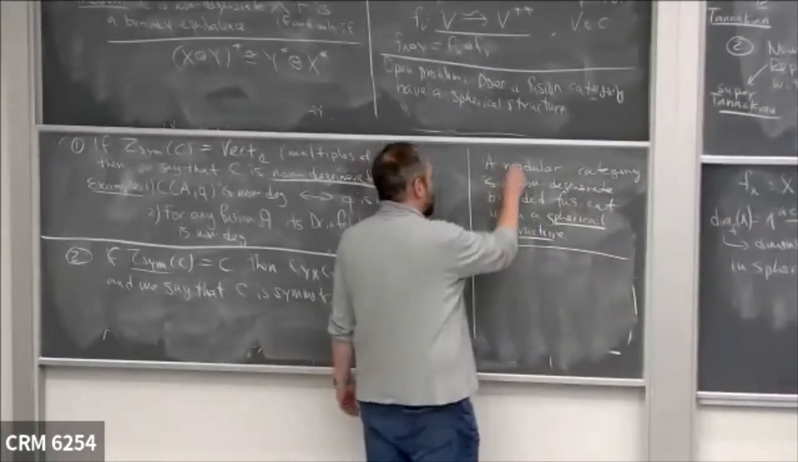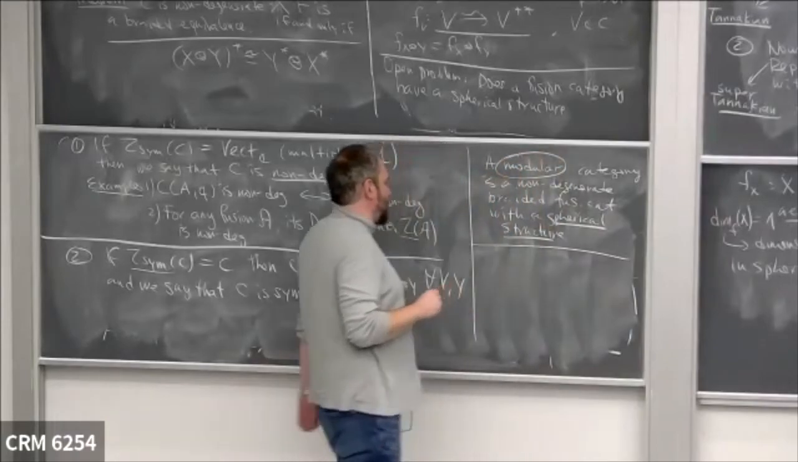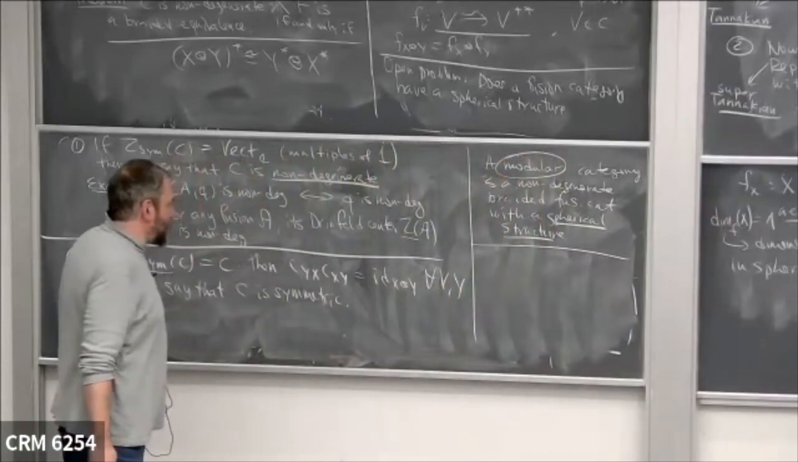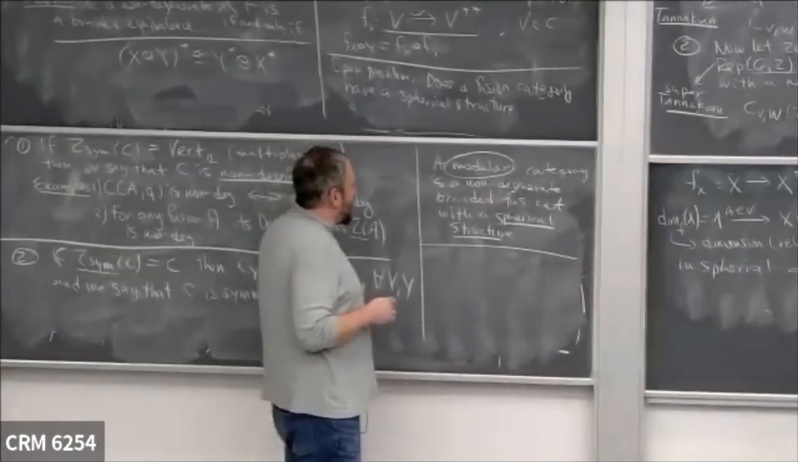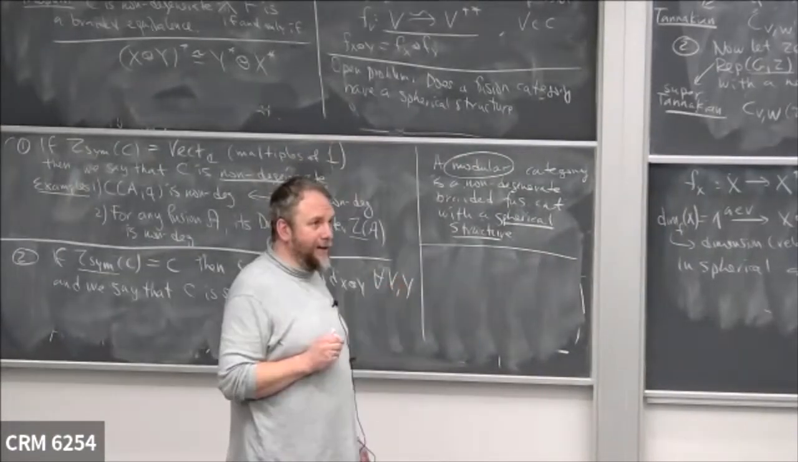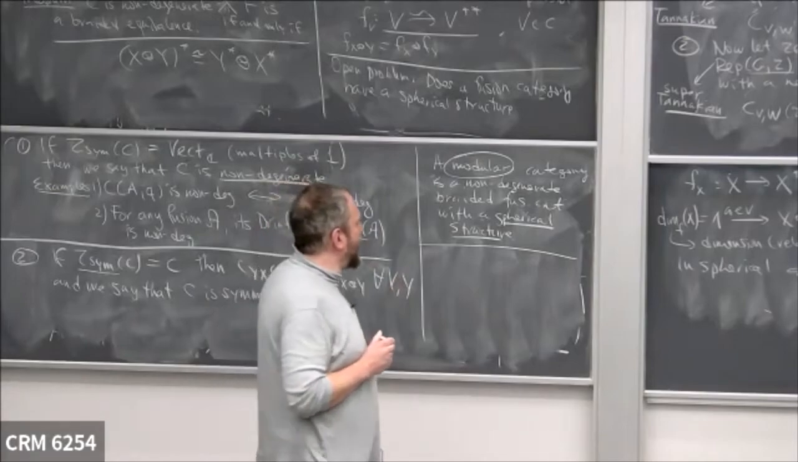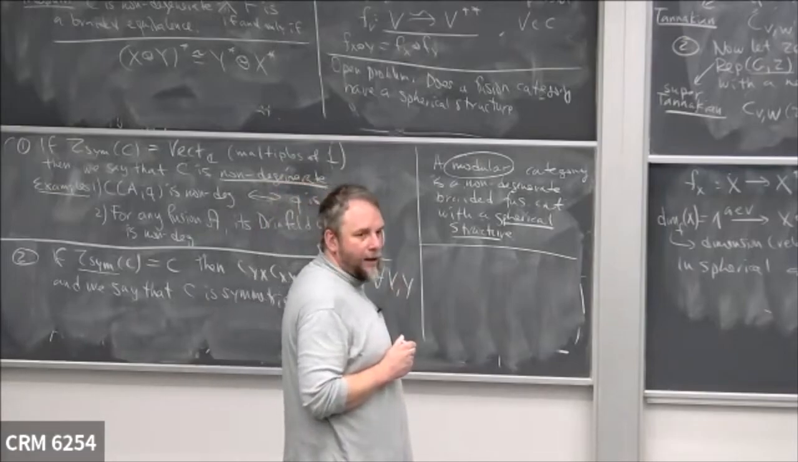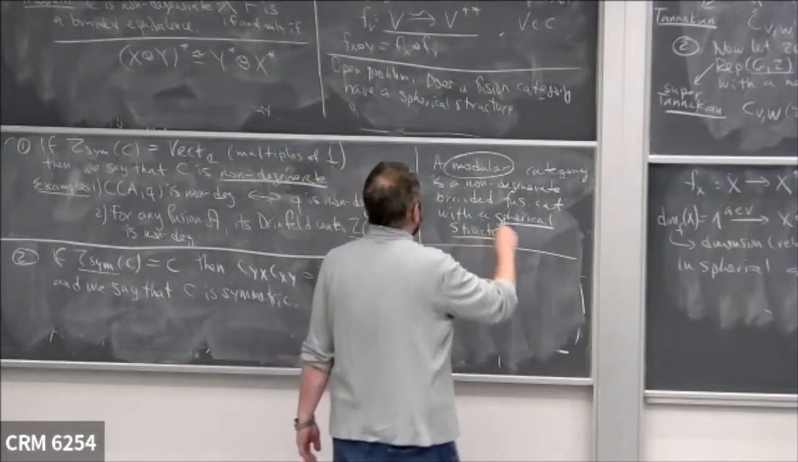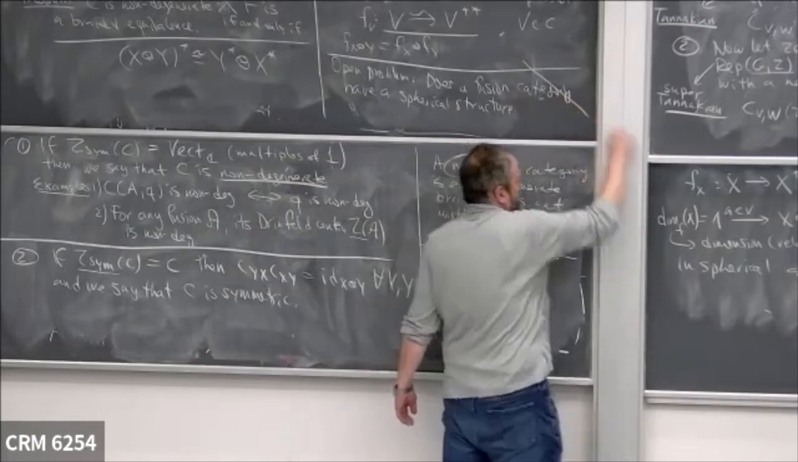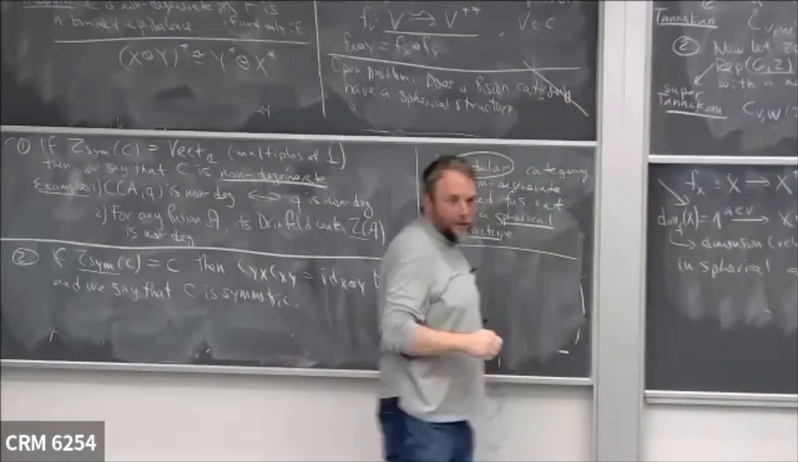All this was needed to introduce this notion of a modular category. It's a non-degenerate braided fusion category with a spherical structure. Just a clarification: these things on the new board are an addition to the definition, a continuation of the definition. You should read it like this, like drawing a diagonal. Thank you very much.